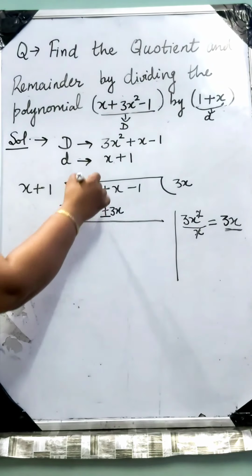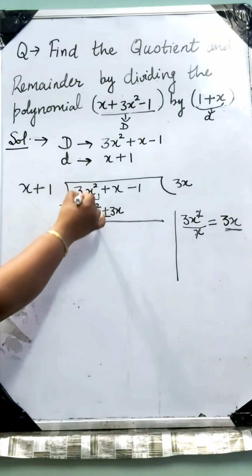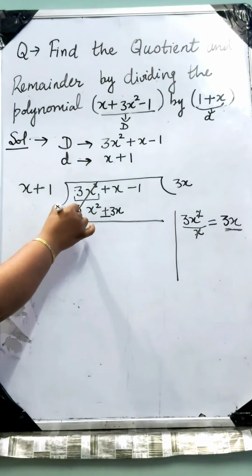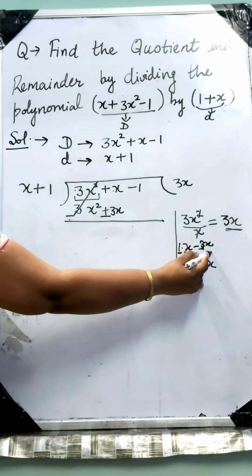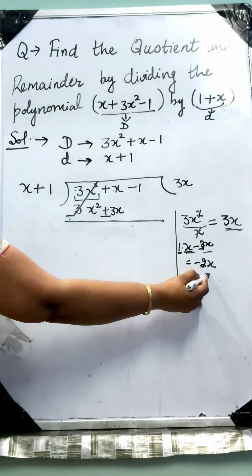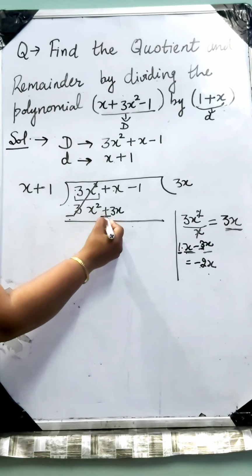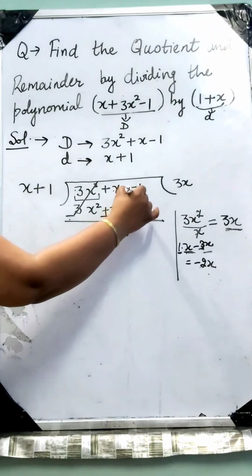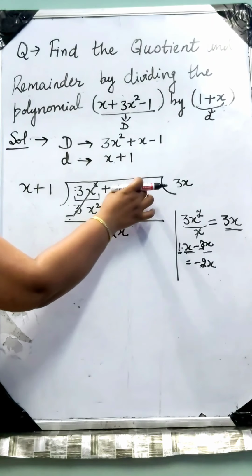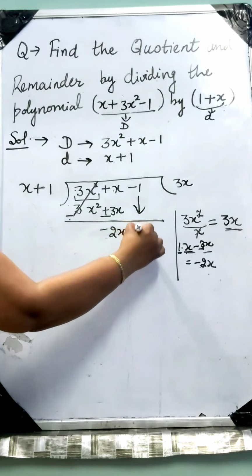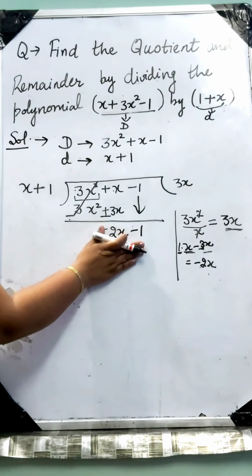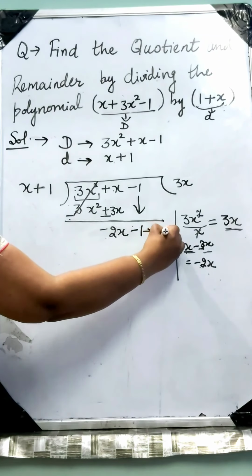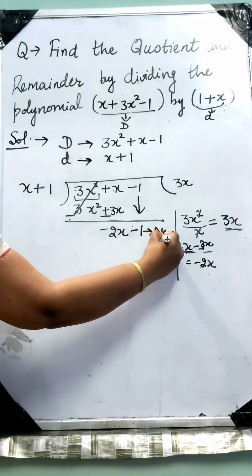Now next step, 3x square and minus 3x square will cancel with each other. Now x minus 3x equals minus 2x. Now bring down the remaining part of this dividend here. These new terms, this new result, is known as our new dividend.